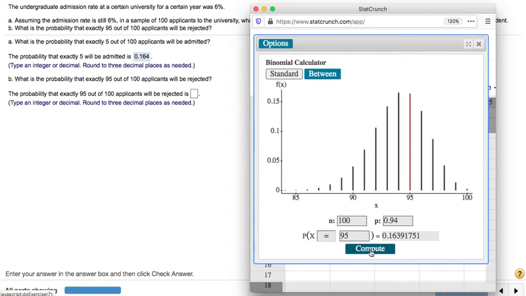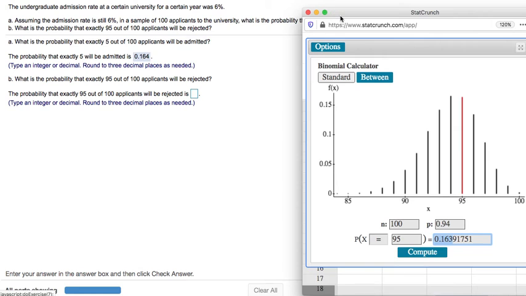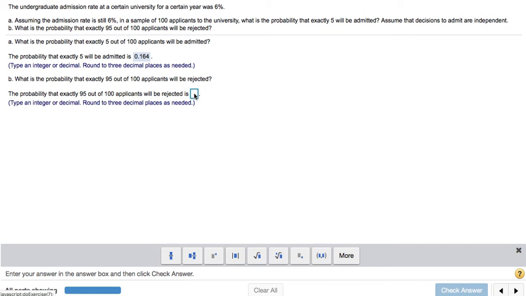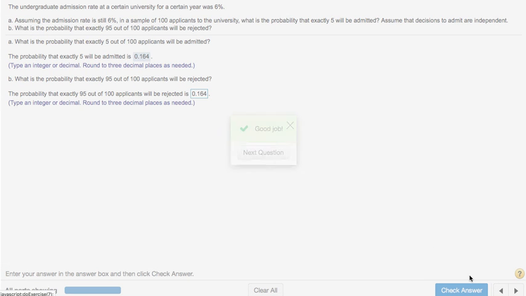We click compute, and we actually get the same number as last time, which is not really a surprise. If I round that to 3 decimal places, that is 0.164. I'll check my answer, and that's it for this problem.